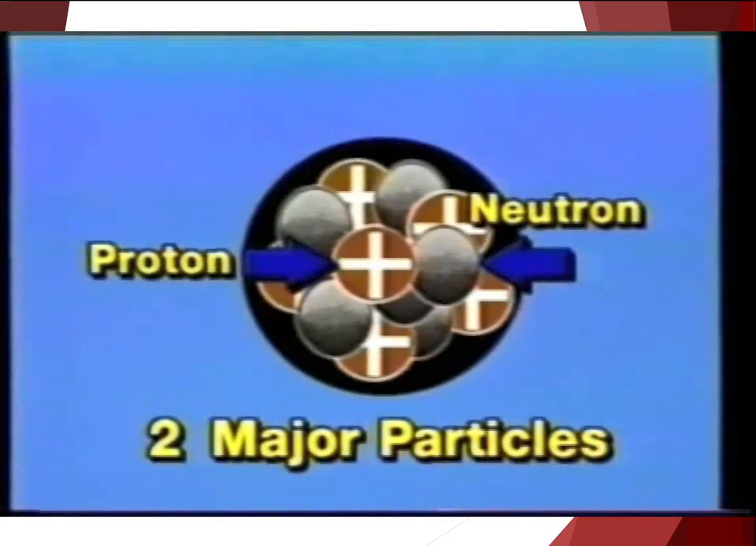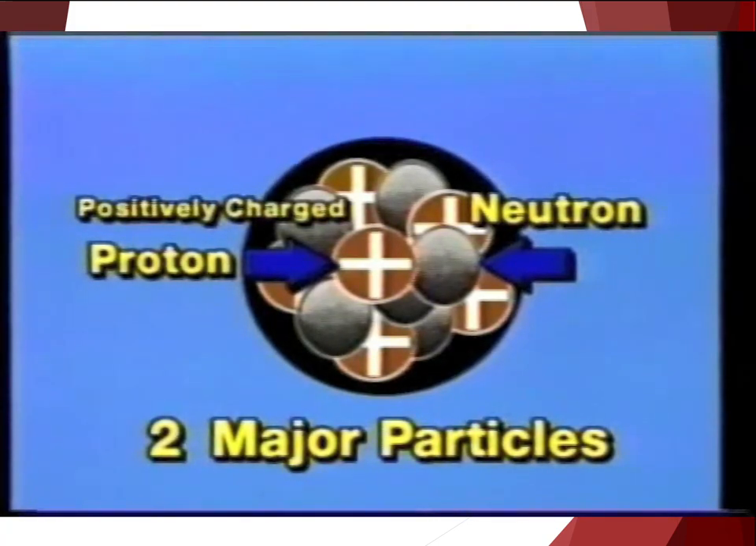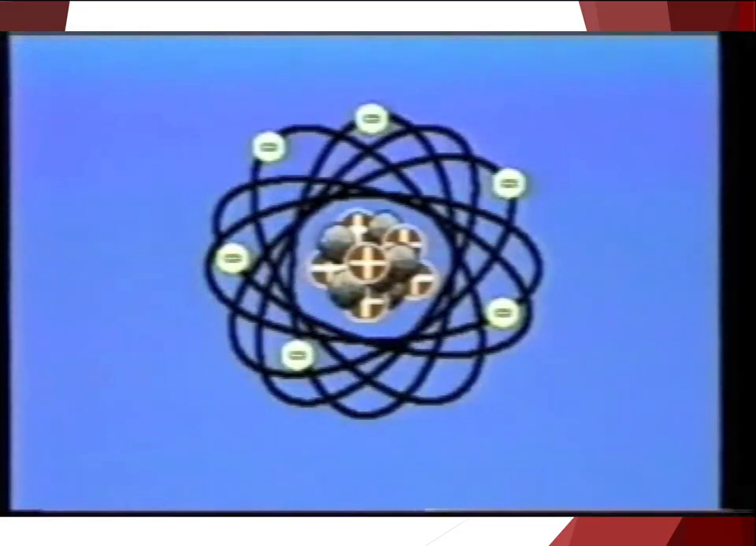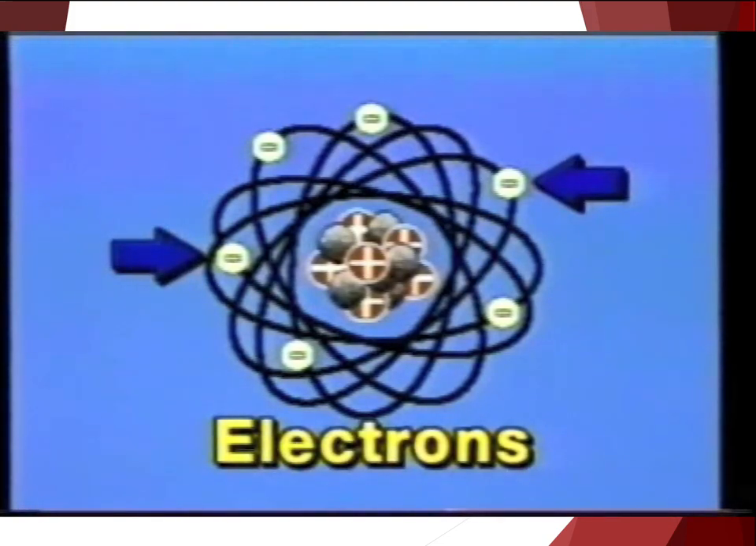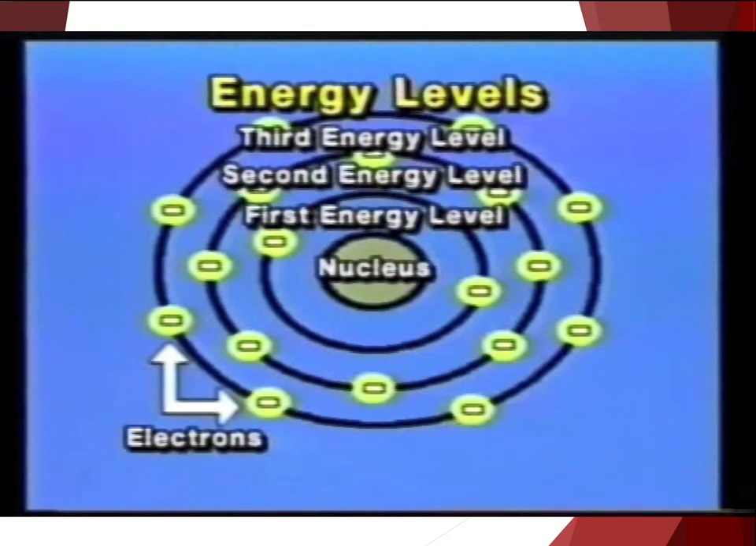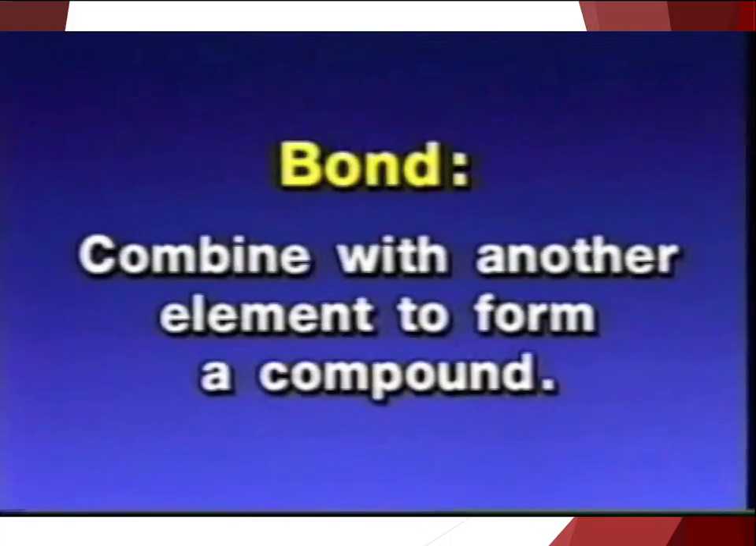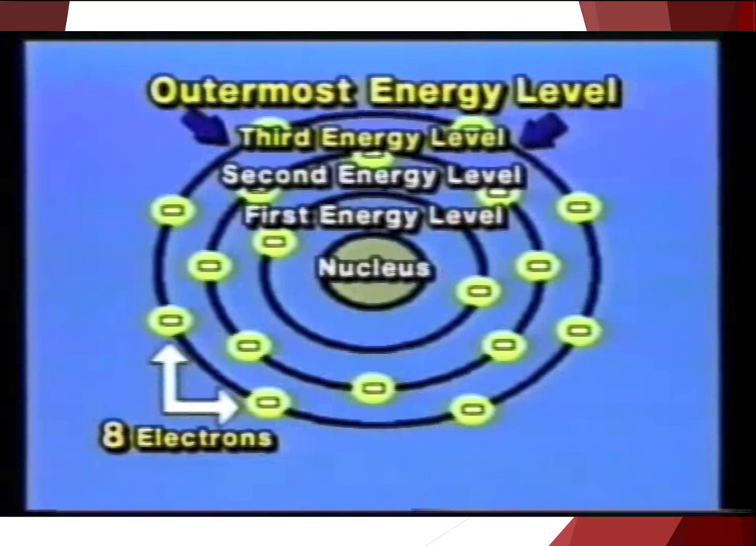a neutron. While protons are positively charged, neutrons are electrically neutral. Then, whirling around the nucleus are negatively charged particles called electrons. These electrons move in paths that are arranged in energy levels. The outermost energy level is most stable when it contains 8 electrons. Whether an element is likely to bond, that is, combine with another element to form a compound, depends on the arrangement of electrons in the outermost energy level.